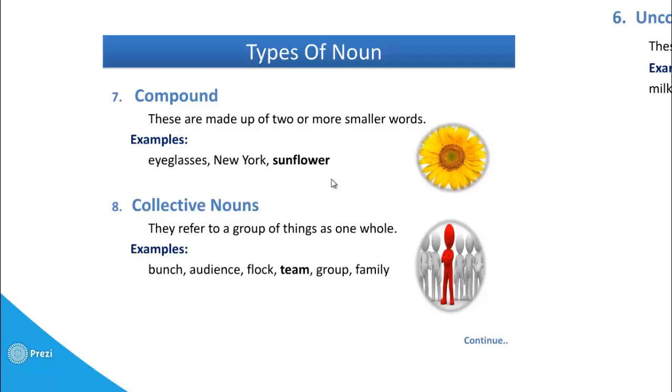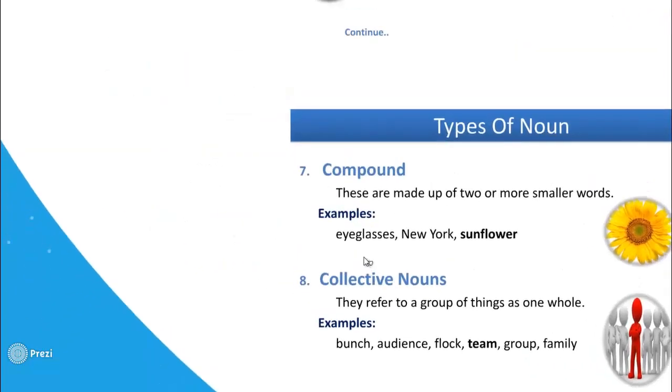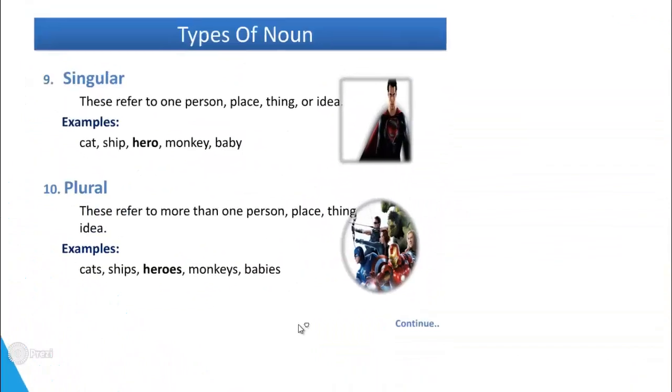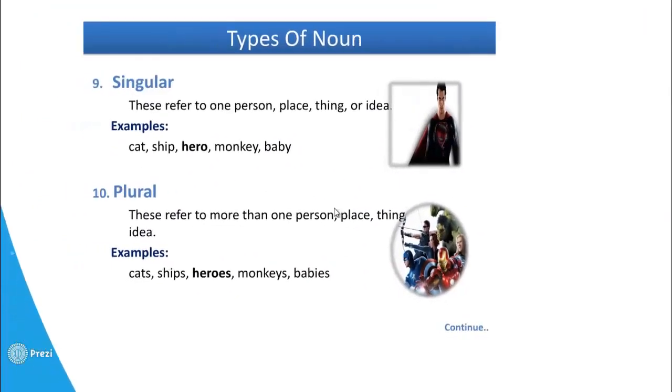Collective nouns, they refer to a group of things as one whole. So we say bunch or audience. An audience is a group of people. A flock is a group of animals. A team is a group of people, as is the word group or family. So you think about army, you think about police, and those are collective nouns. One word in singular with a plural meaning.